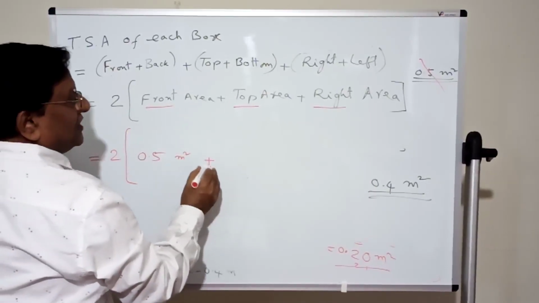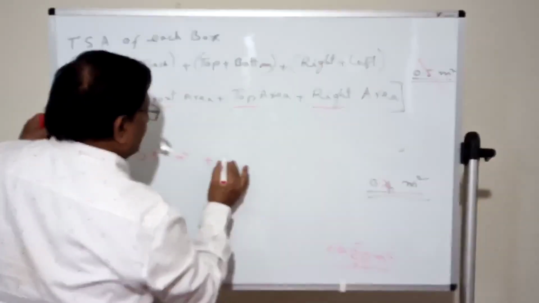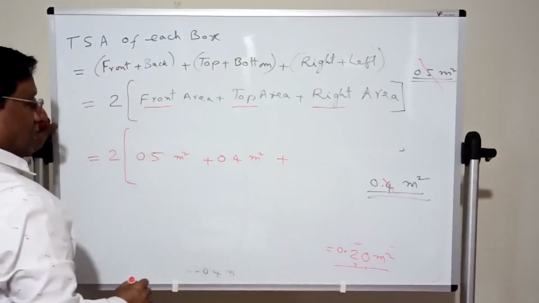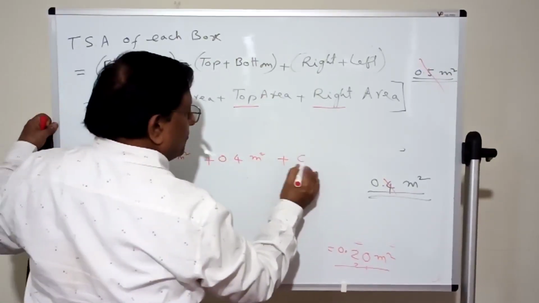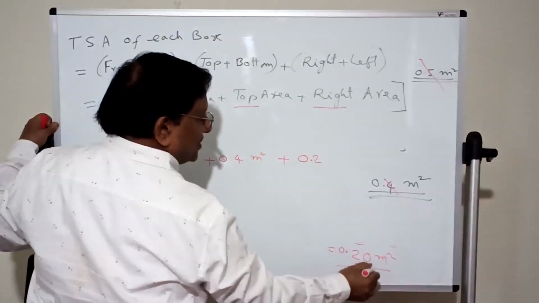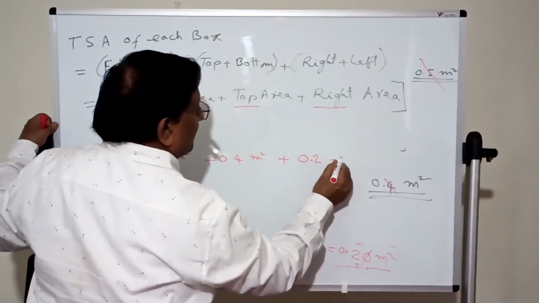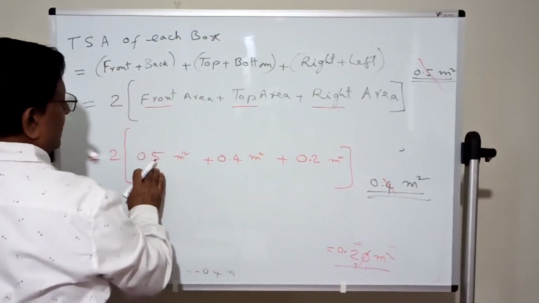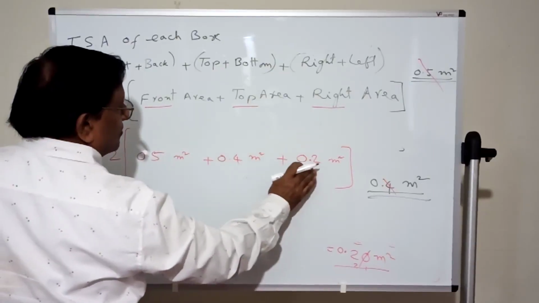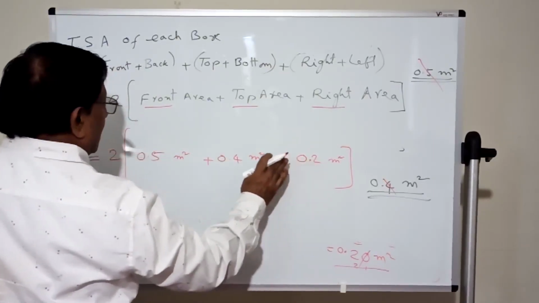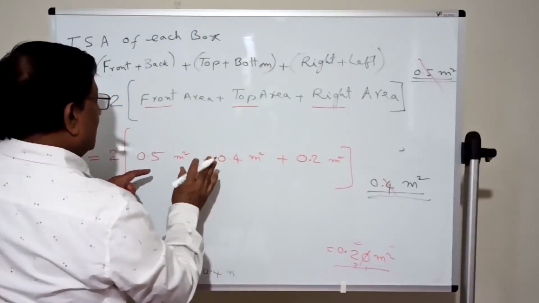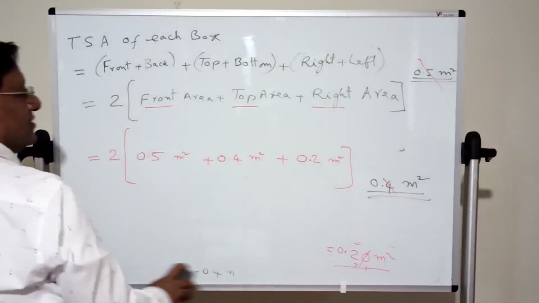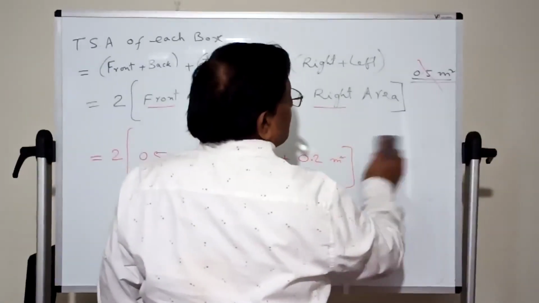Plus top surface area is 0.4 square meters. Plus the right side surface is 0.2, 0.2 square meters. Just bracket close. So 3 pairs. This is one front, top and right side. If you add, you get 3 only, but multiply by 2, total 6 faces you get, because a cuboid has got 6 faces.